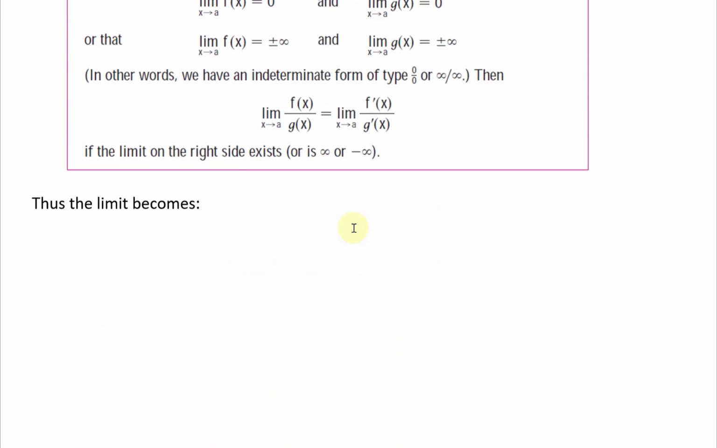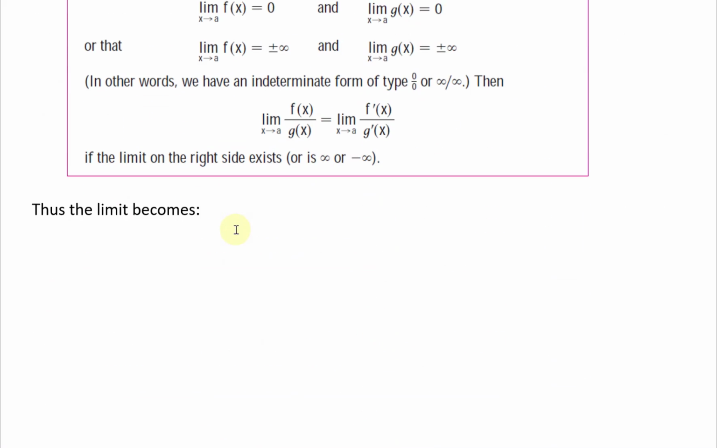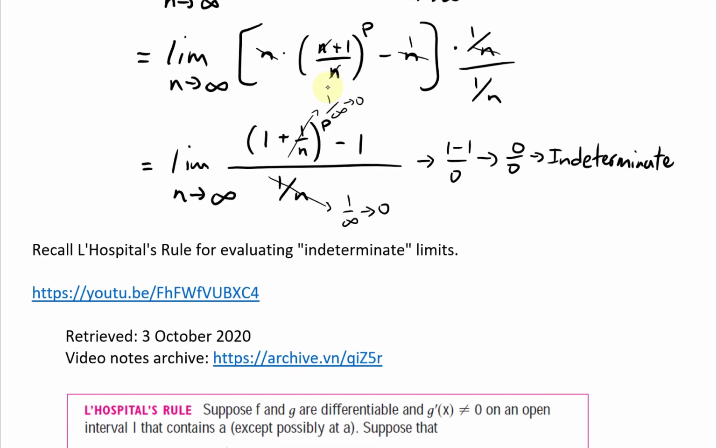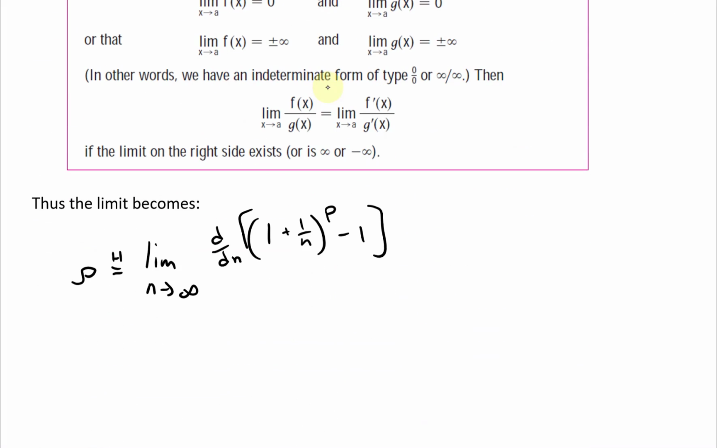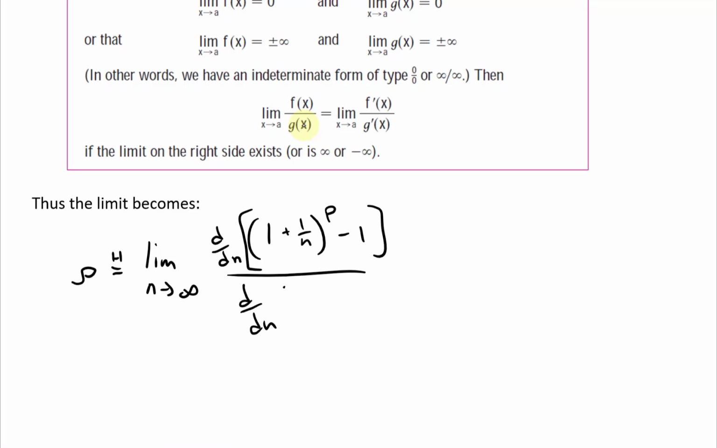So let's solve this right now. Thus the limit becomes, remember this is rho, and this is the term right there, but we're going to be looking at the derivative. So let's write rho equals, and I'll write the H for L'Hopital's, which is a pretty good shorthand notation. The limit as n approaches infinity of the derivative d/dn of (1 plus 1 over n) to the power of p, minus 1 in brackets like this, divided by the derivative d/dn of 1 over n.